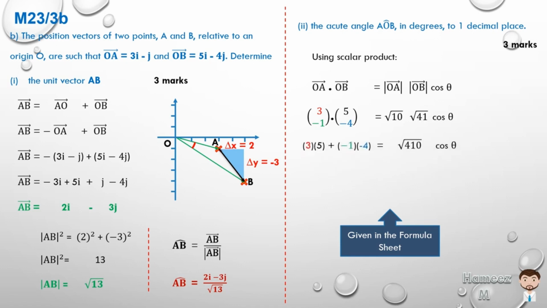So 3 by 5 plus minus 1 by minus 4 is equal to square root of 10 by square root of 41, which is square root of 410, cos theta. So 3 by 5 is 15, plus minus 1 by minus 4 is plus 4, all over the square root of 410 is equal to cos theta. So theta is equal to 20.2 degrees.